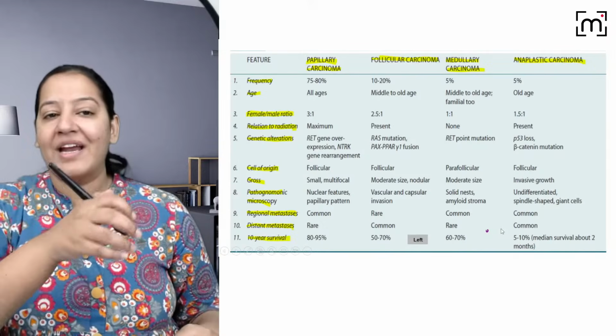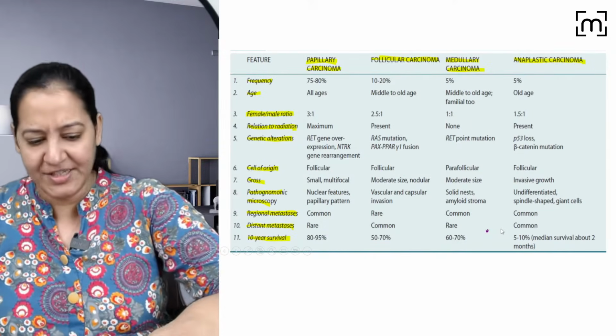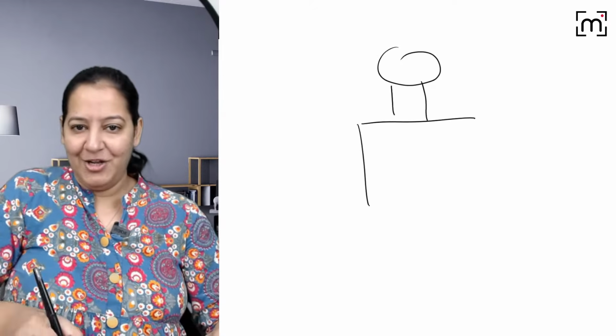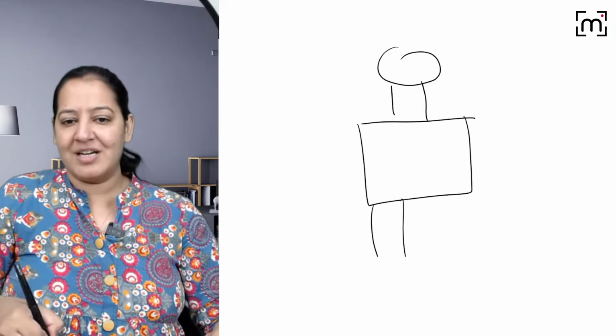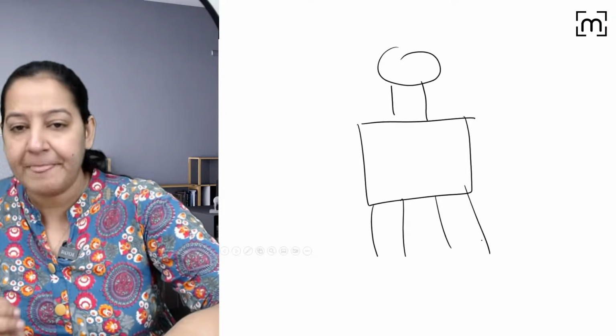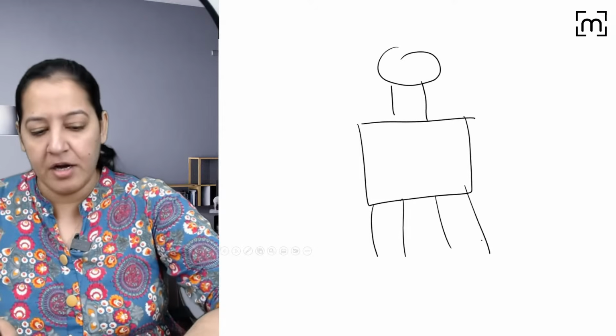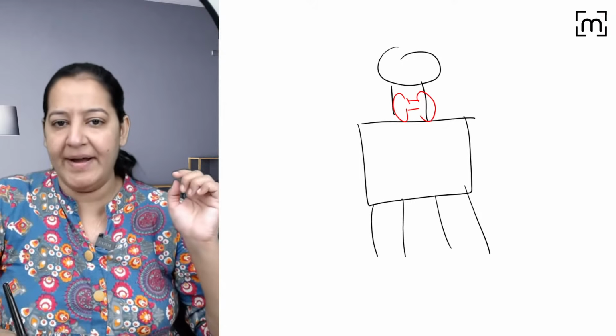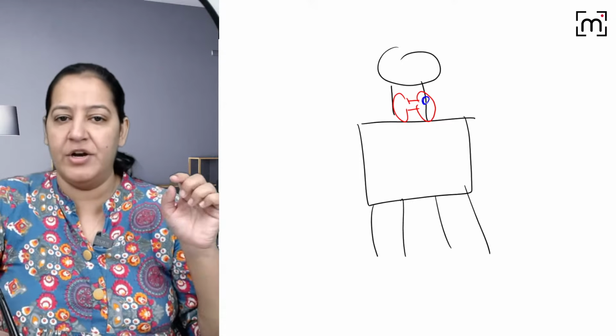Now, how to diagnose these tumors? Imagine a patient is coming to your clinic. Let me draw a patient. The neck should be wide. I must show you the thyroid here. The patient comes to your clinic having a nodule in the thyroid. A nodule can be visible or sometimes it can be seen on sonography. So this is the thyroid gland and the patient has a nodule in the thyroid.